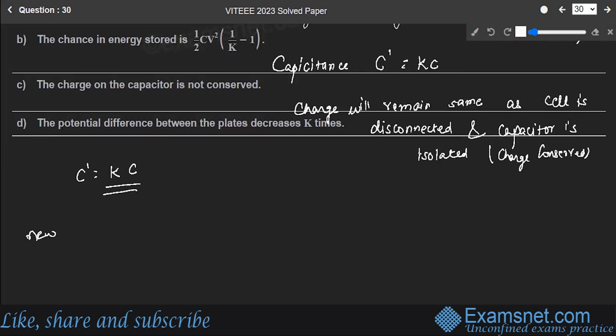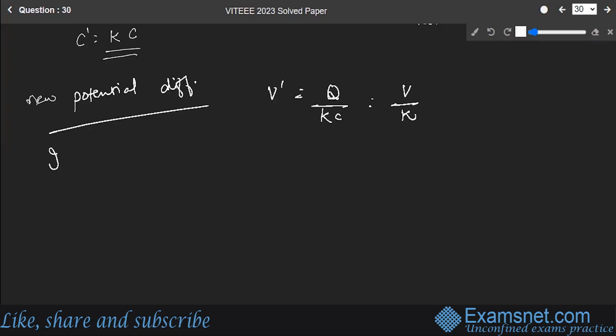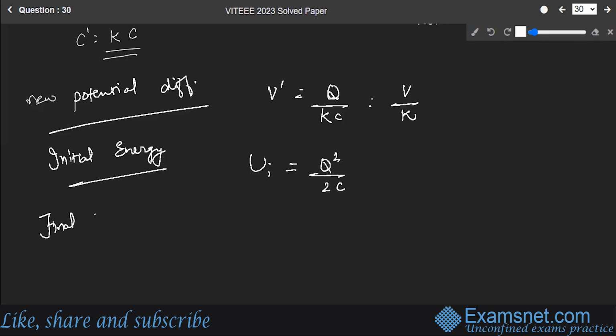New potential difference, V dash, is equal to Q upon K into C, or this is equal to V upon K. Initial energy is given by Q square upon 2C. Final energy is given by Q square upon 2KC, that is equal to initial energy upon K.